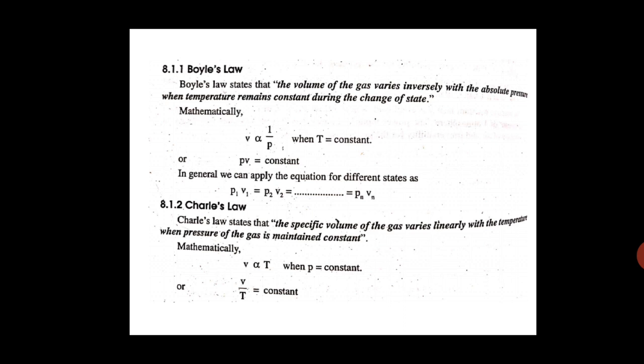Now Charles' law. Here the pressure is kept constant. The specific volume of the gas varies linearly with the temperature. When you heat the gas, temperature rises, and when the temperature rises, volume also increases. So the volume of the gas varies directly with the temperature when P is kept constant. V is directly proportional to T, or V by T is constant.